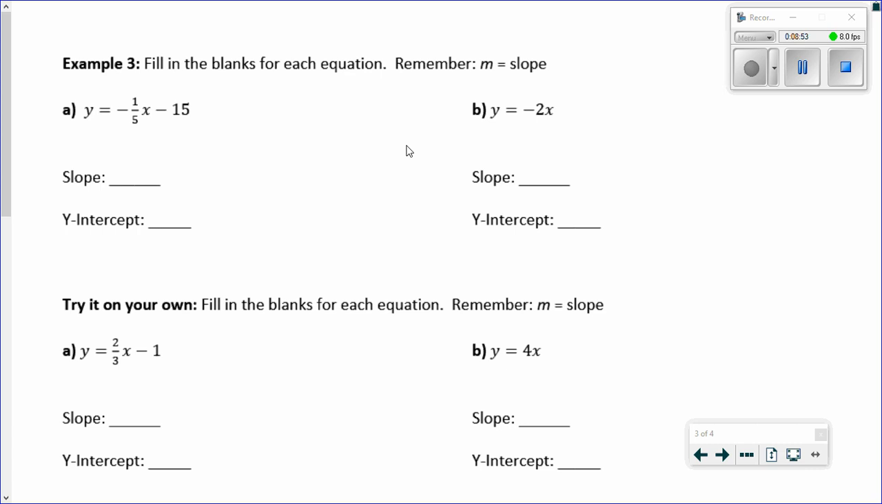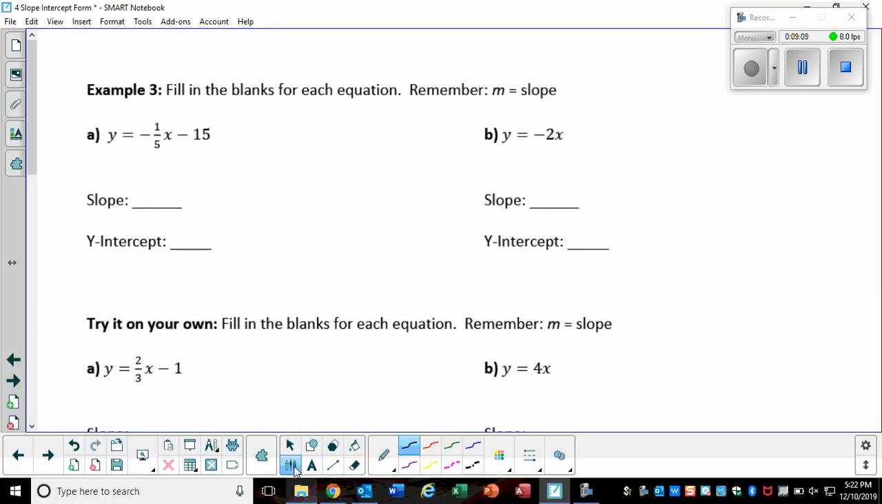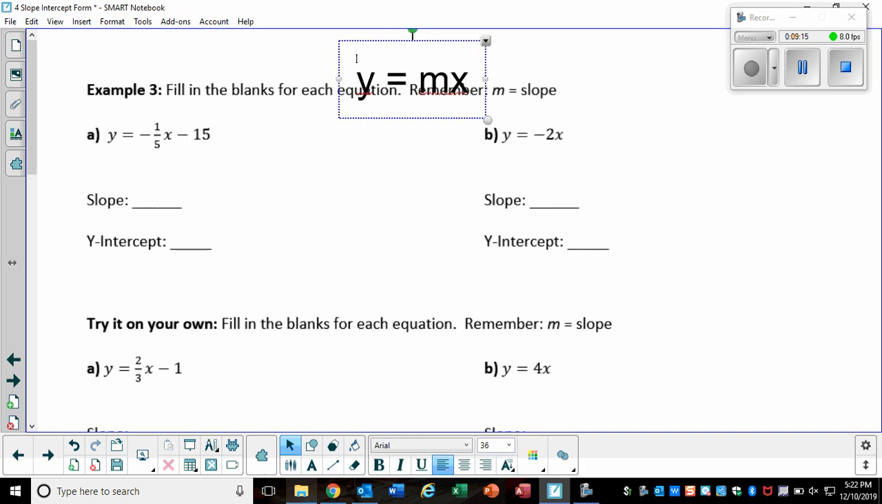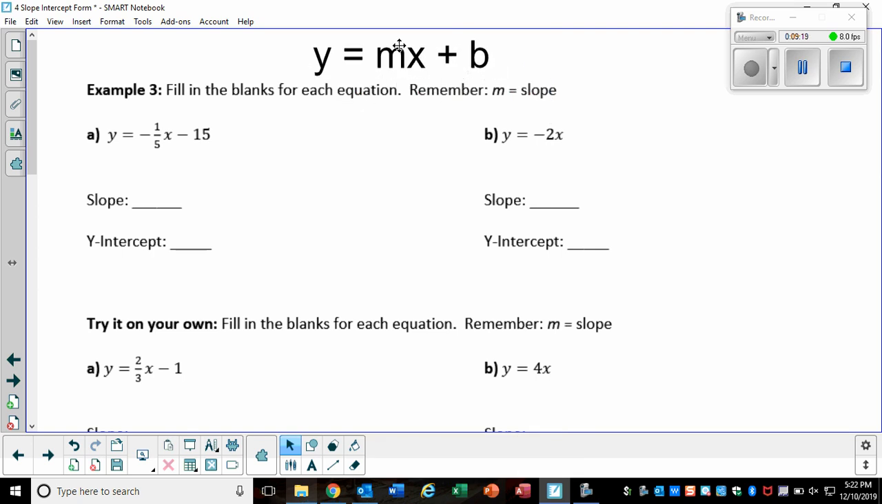Now the last thing is we're just going to go ahead and identify slope and y-intercept from the equation. We kind of started doing that a little bit when we were talking about graphing. Now we're just going to go ahead and pull it straight out. So the equation is y equals mx plus b. You should write this at the top of your page. Okay? Please write that at the top of your page.